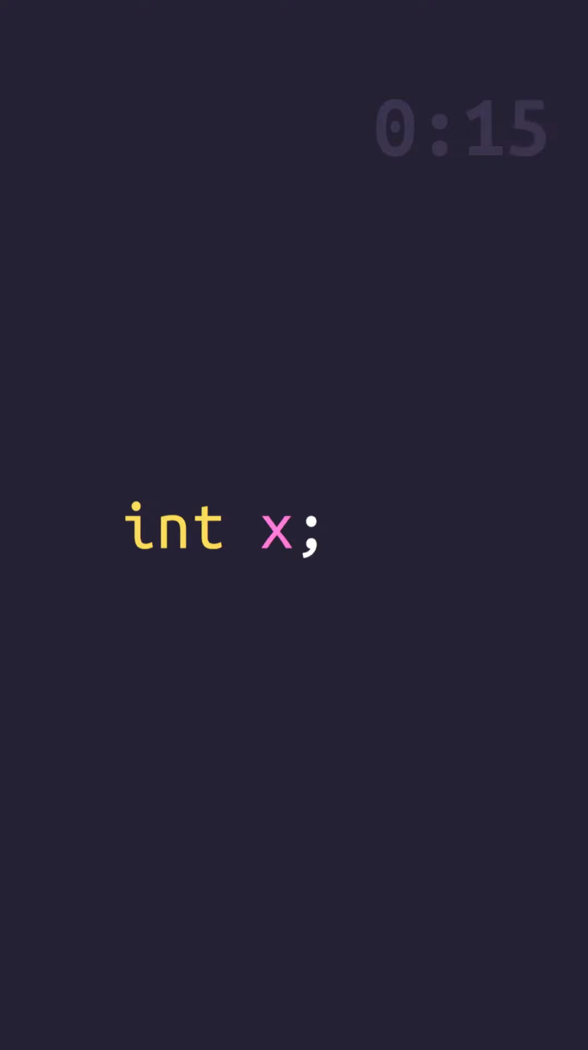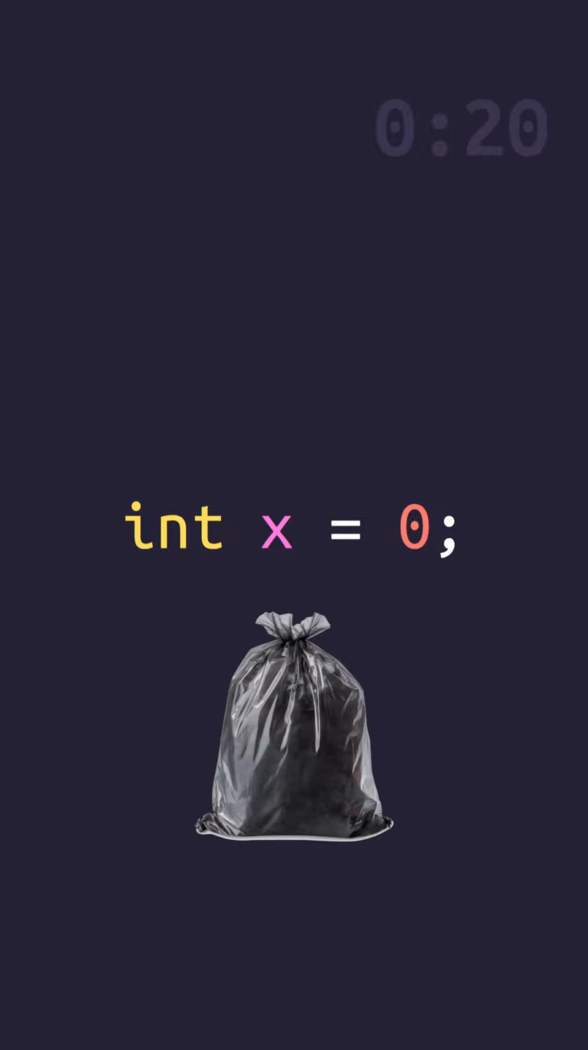To make a variable, specify its type, name, and optionally its initial value, which isn't technically optional because you get garbage when you don't do it.